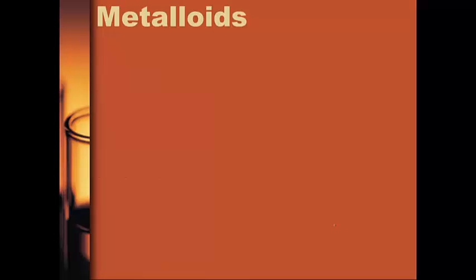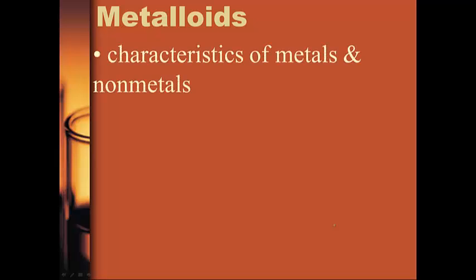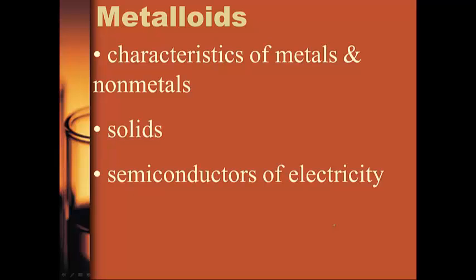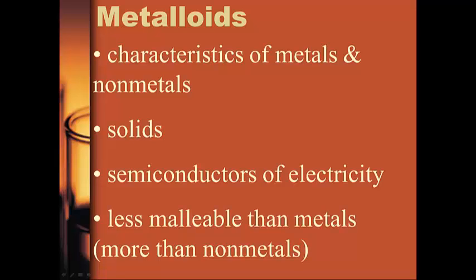Okay, now, the metalloids. Why do they have their own little category? Well, because they border the metals and the nonmetals, they have characteristics of both. So, they are all going to be solids. They will be semiconductors of electricity. You find this term semiconductors used in things like computer chips. What makes up computer chips? Silicon, which is one of the metalloids. And they will tend to have a little bit of malleability. They're going to be less malleable than metals, but more malleable than nonmetals.